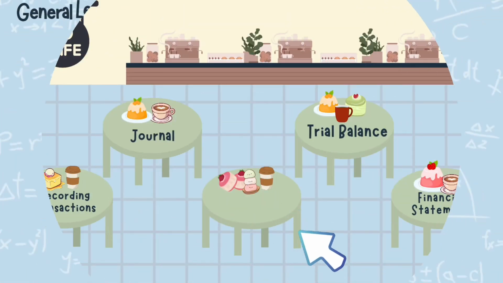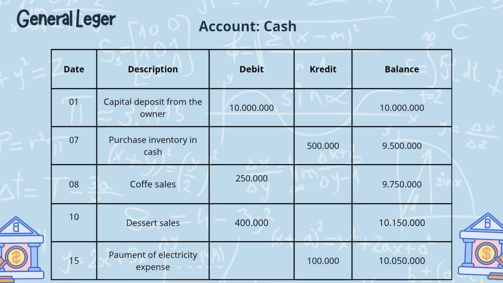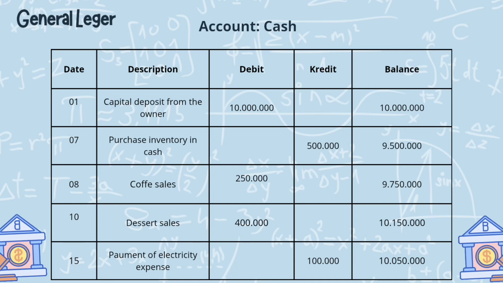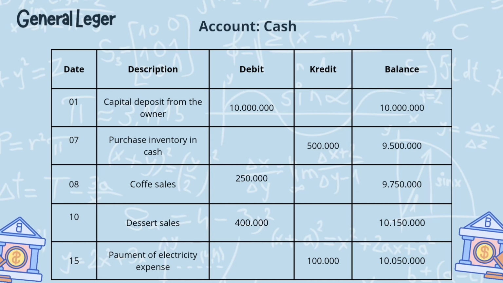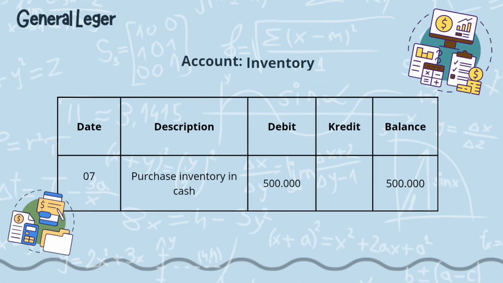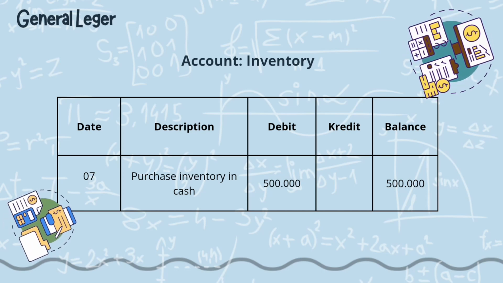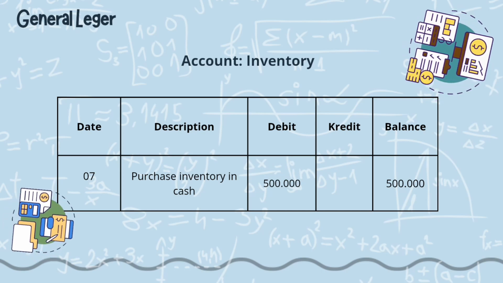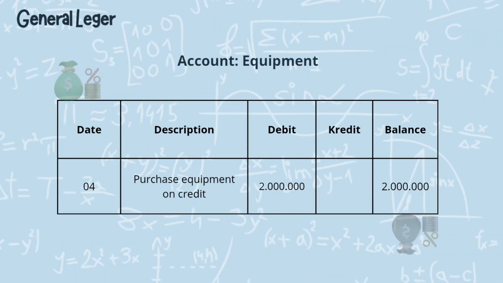Third step. At this stage, we group the accounts in the journal into the appropriate accounts in the ledger. The first is the cash account consisting of transactions dated 1, 7, 8, 10, and 15, with a total balance on the debit side of 10,050,000. Inventory account consisting of the 7th transaction for the purchase of inventory, with a total balance on the debit side of 500,000. Equipment account consisting of the transaction dated 4 for the purchase of equipment, with a total balance on the debit side of 2 million.